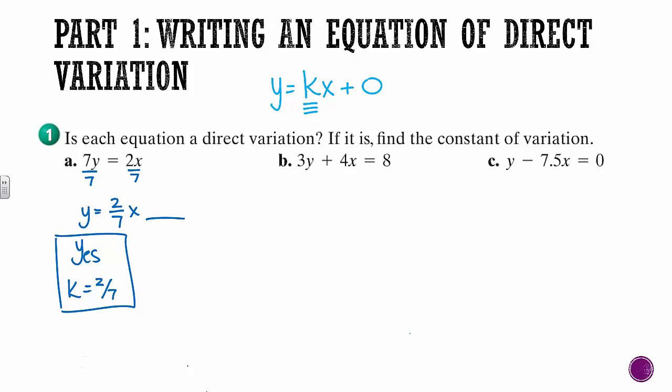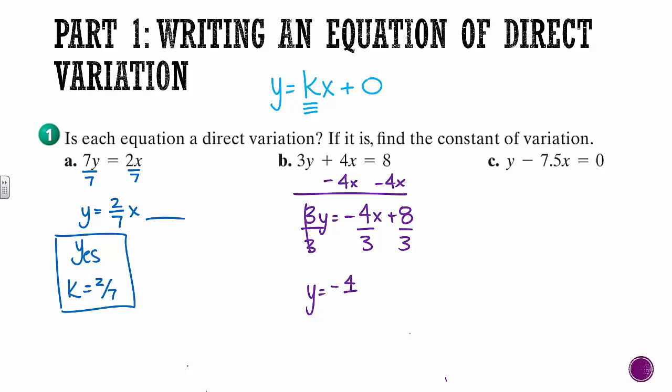Now the next one's a little harder. We've got to get y by itself, so I'm going to subtract 4x from both sides. I get 3y equals negative 4x plus 8. Divide by 3. So I get y equals negative 4/3 x plus 8/3. This is not direct variation, and the reason is we have a y-intercept. That can't happen.